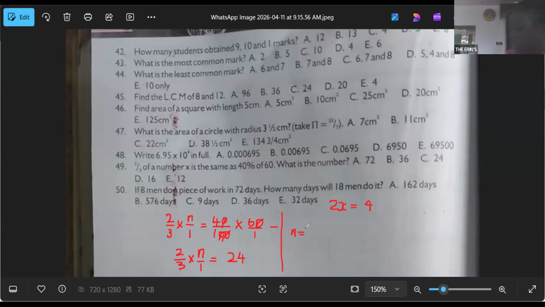n equals 2 over 3 times. What should I write first? 24 over 24.